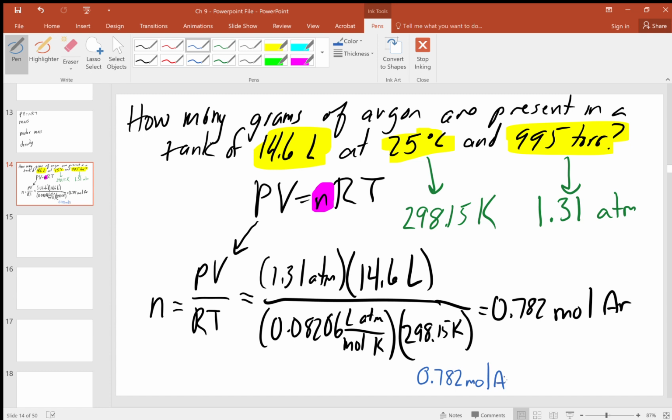So we get out our periodic table. We find that the molar mass of argon is 40 grams of argon is 1 mole of argon. And so we get 31.2 grams. So that's how we could use one of our gas laws to determine mass. It's just a matter of getting to number of moles and then using moles to calculate mass.